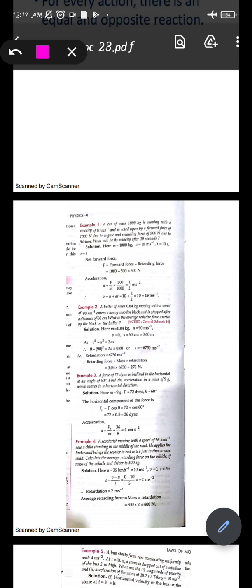Similarly, see the next question: a bullet of mass 0.04 kg moving with a speed of 90 meter per second. Here the mass is given as 0.04 kg, and it is moving with a velocity of 90 meter per second.